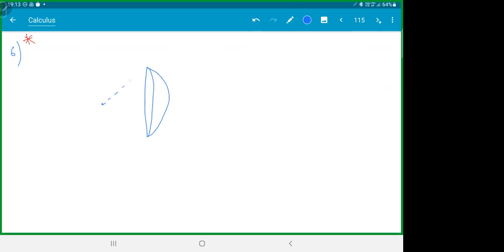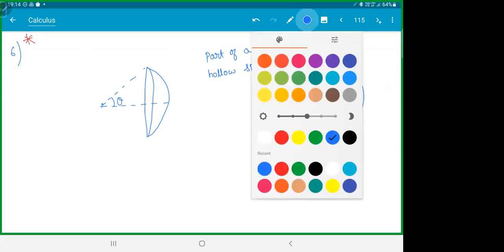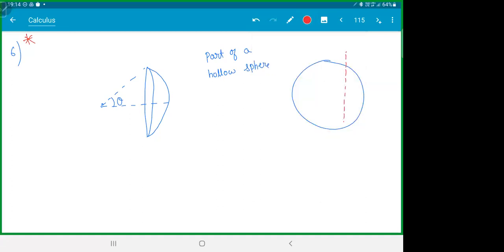Let's say this is a part of a sphere. It's not a complete hemisphere, it's a part of a hollow sphere. Means, you know how it is? You have a full sphere, someone took scissors and cut it here. So when you cut this, this is theta. Able to visualize how it is? You take a full sphere and cut it, not at the center, cut it a little to the side. Then you get a part of a sphere, no?